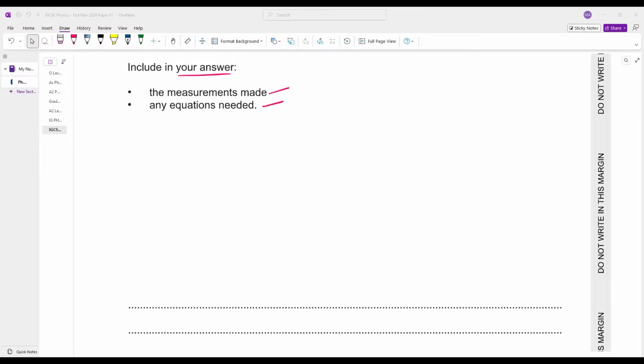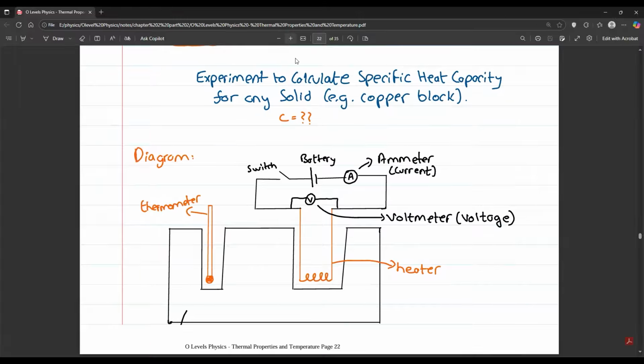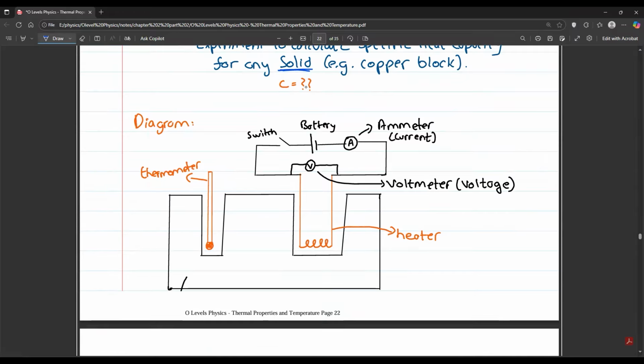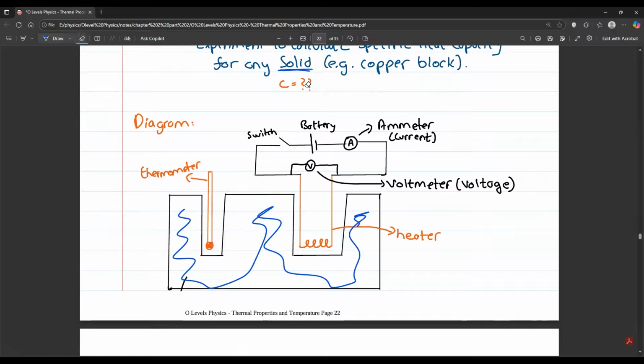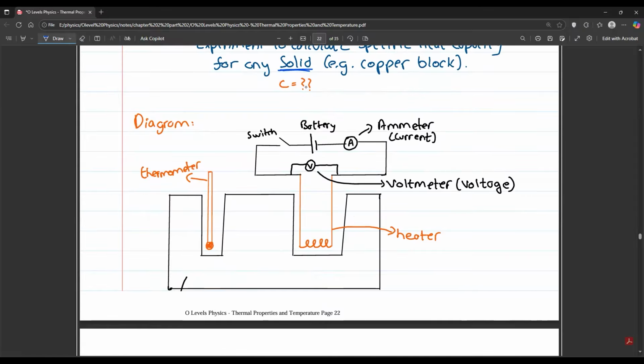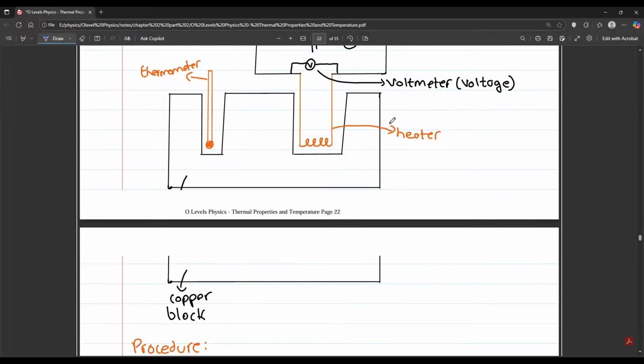Here we have, बेटा, whenever you have to calculate the specific heat capacity of any solid such as a copper block or an aluminum block, you take the block, then you insert a thermometer into that block, then you insert a heater into that block. You apply a voltmeter in parallel to the heater and an ammeter here, a battery here and a switch here. ठीक है, ये आपका कॉपर का ब्लॉक हो गया या एल्युमिनियम का ब्लॉक हो गया.